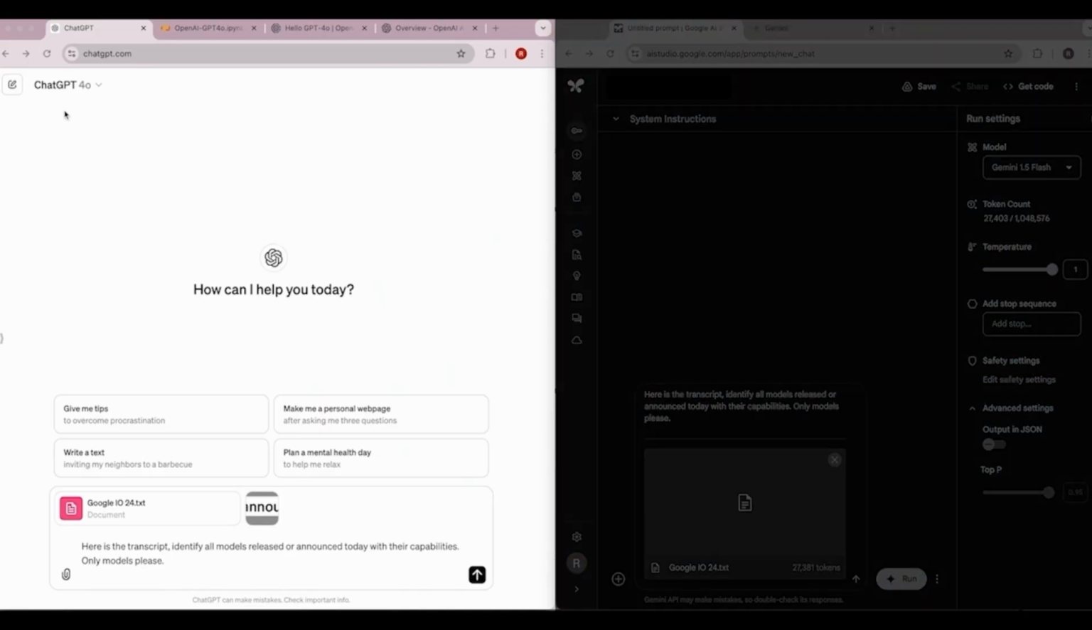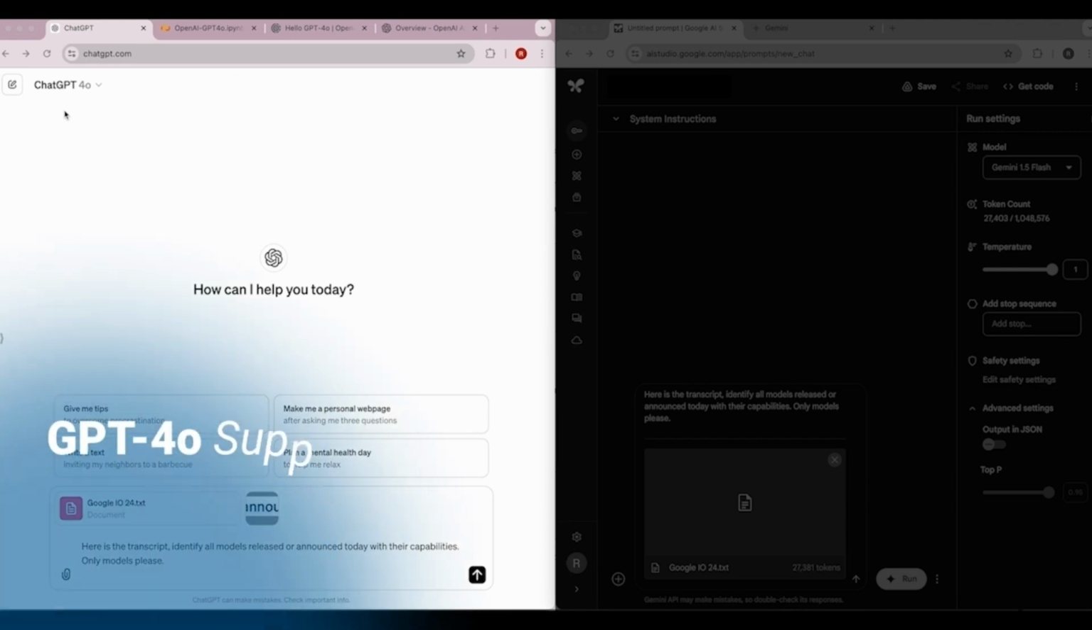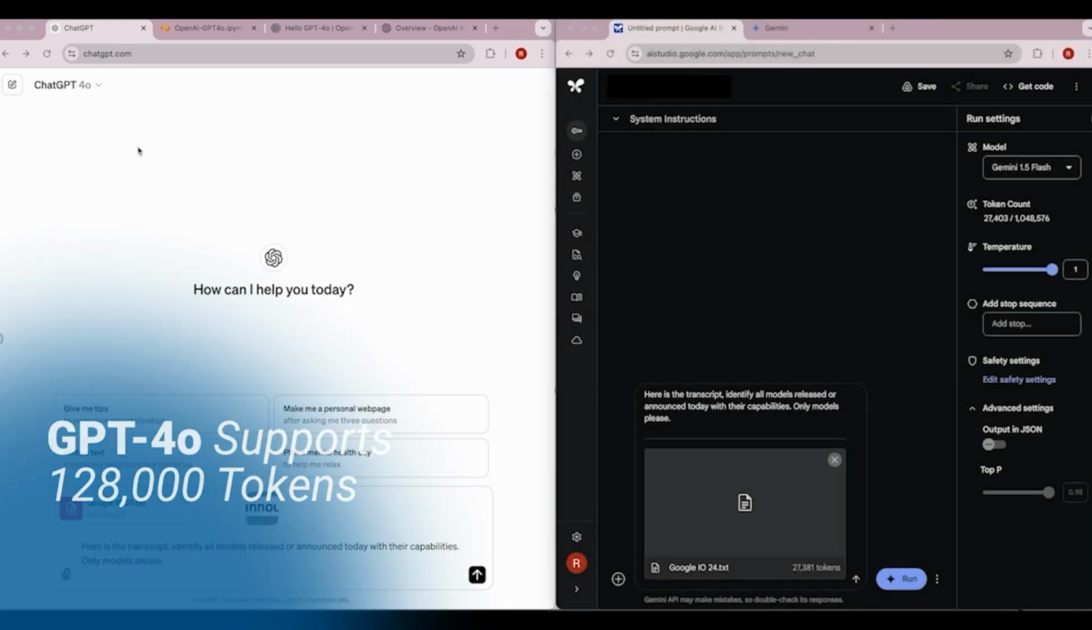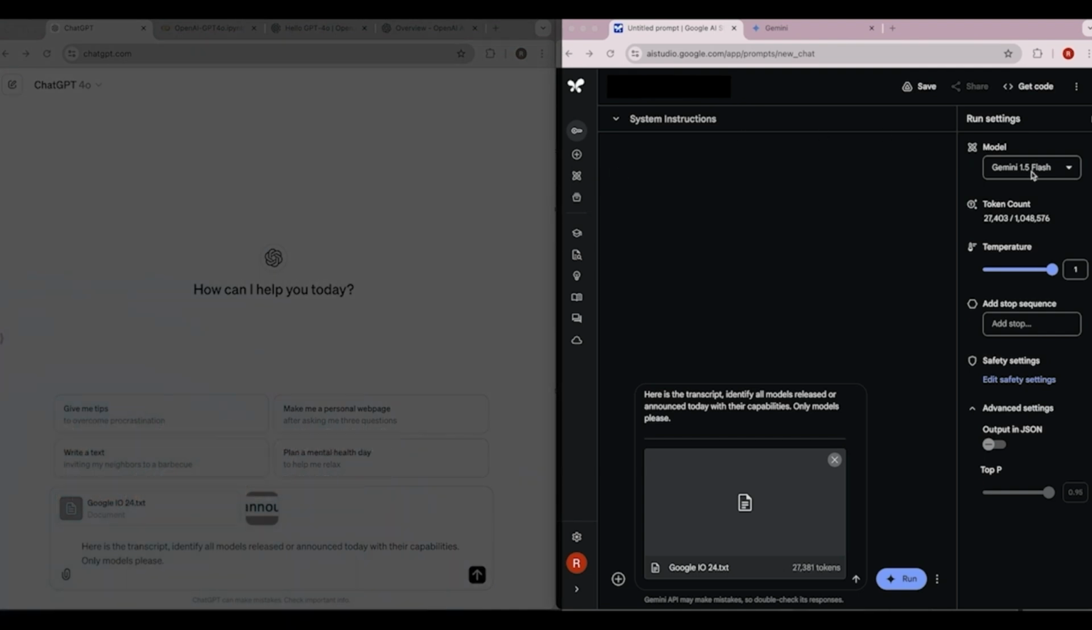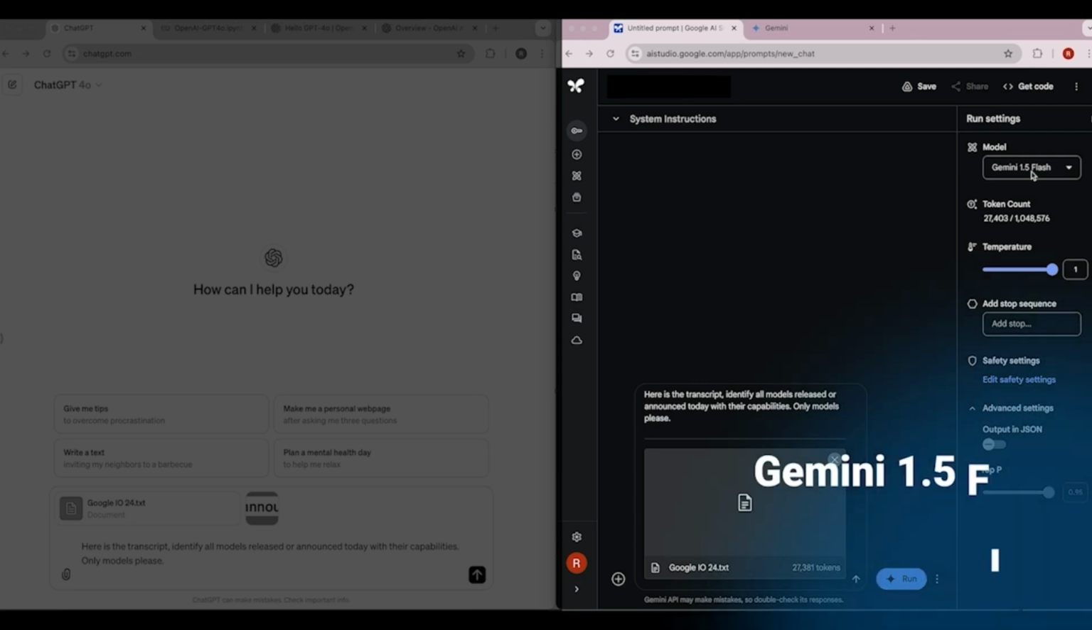On the left, we have GPT-4o from OpenAI, which supports a context window of 128,000 tokens. On the right, we have Gemini 1.5 Flash, released just yesterday, boasting an impressive context window of 1 million tokens.